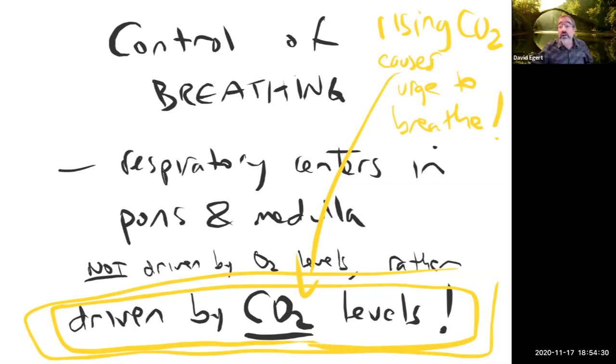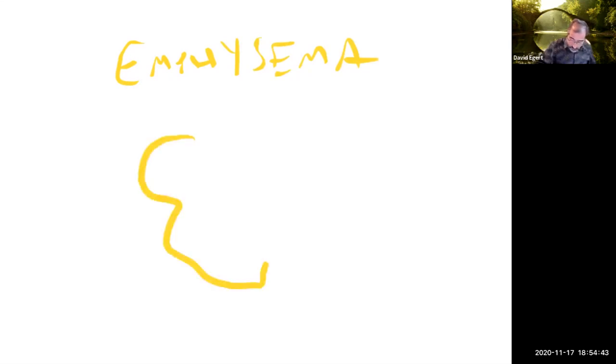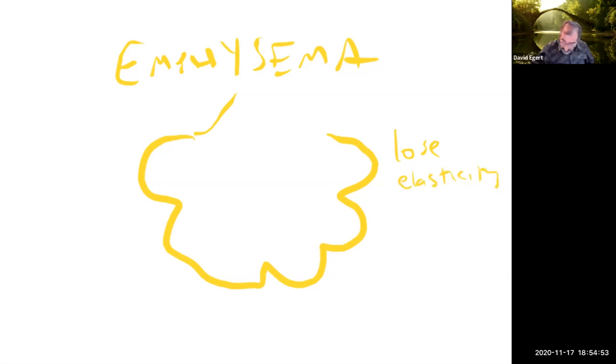There are some cases, like with emphysema, where you have problems where you kind of lose elasticity of the lung tissue, and also the alveolar walls break down, so you have less surface area to exchange.